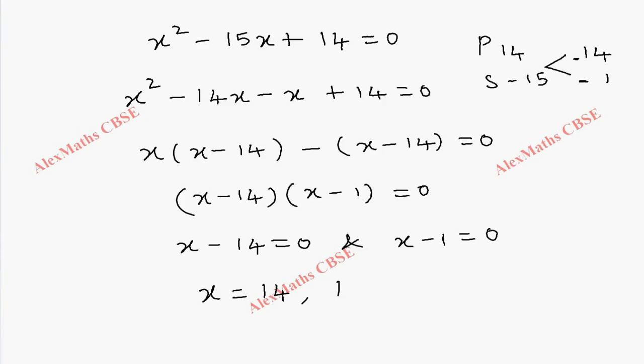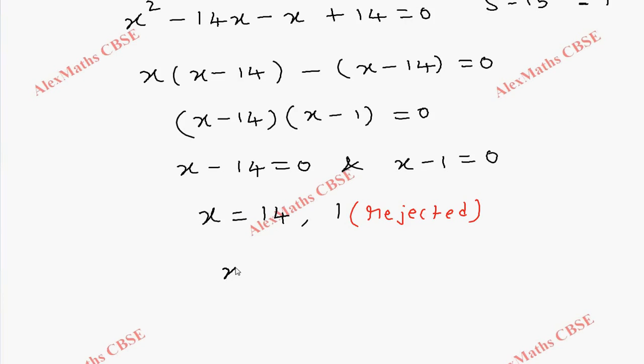But in this sum, they are talking about 5 years younger. So when the age is 1, 5 years younger will become negative. So this value is rejected. Therefore, the only value we take is 14. That is, the present age is 14 years.